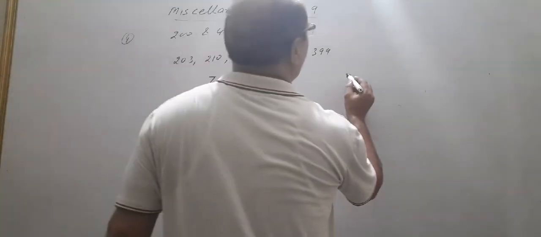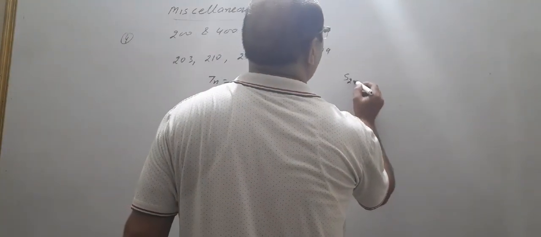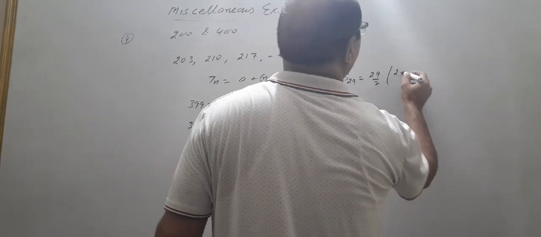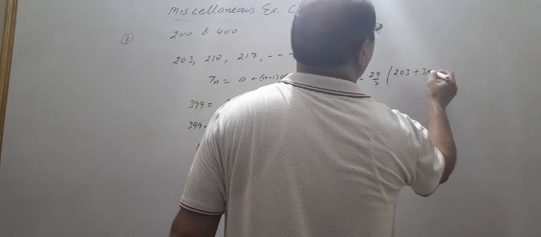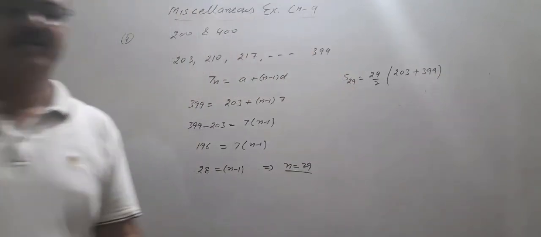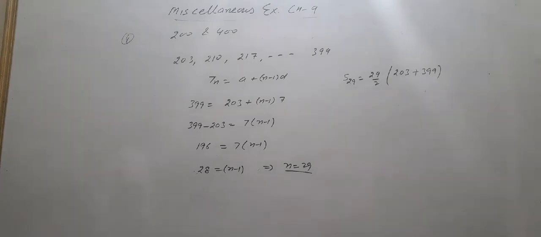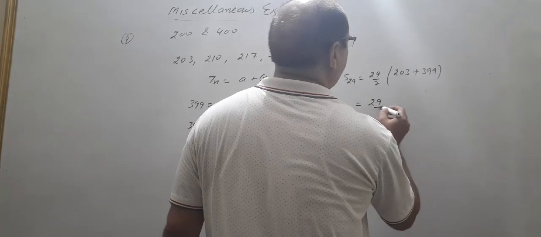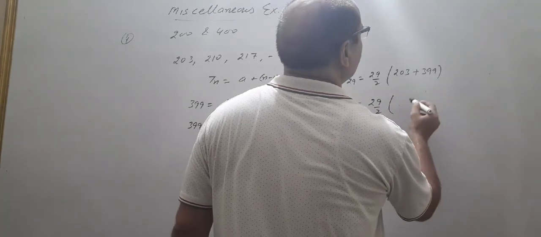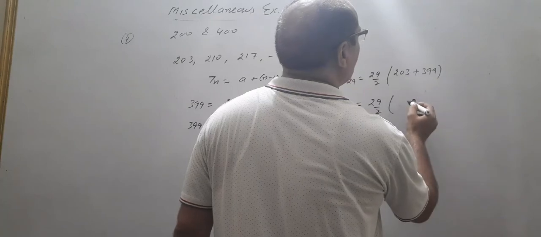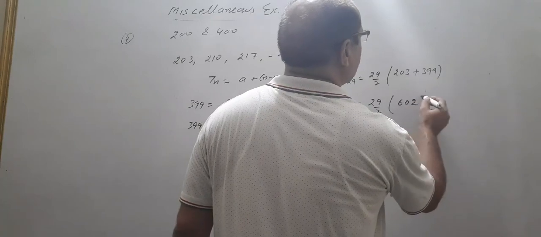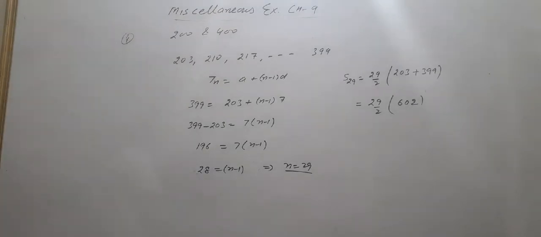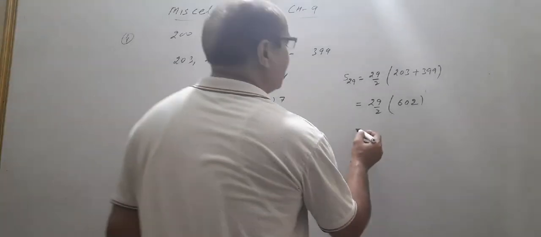So there are 29 terms between 200 and 400 which are divisible by 7, and you have to find the sum. The formula to find the sum of these 29 terms is n by 2 times (a plus l), the first term and the last term, where the last term is given. Is it clear? Now solve it. 29 by 2 as it is, this will give you 602. Now divide this by 2 and get the result. You can write it. Okay.